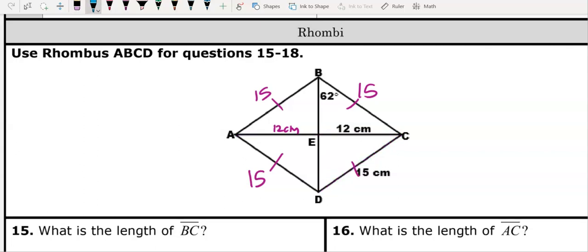Now, if this angle here is 62, I know that angle is split in half, so they are both 62. And the bottom two angles are also 62. So right now, we're just filling in the information we know from the information provided.